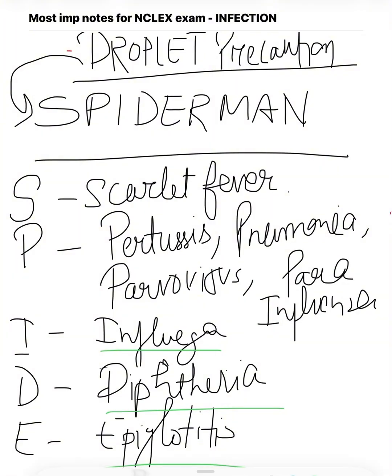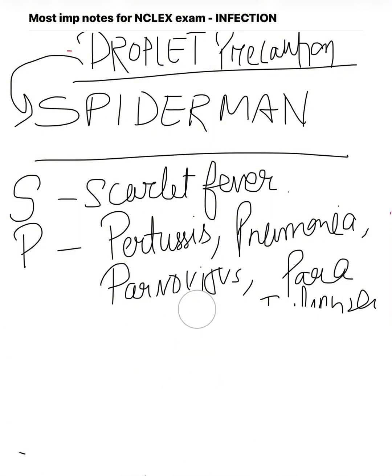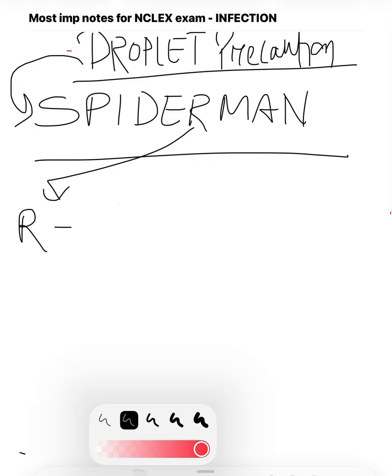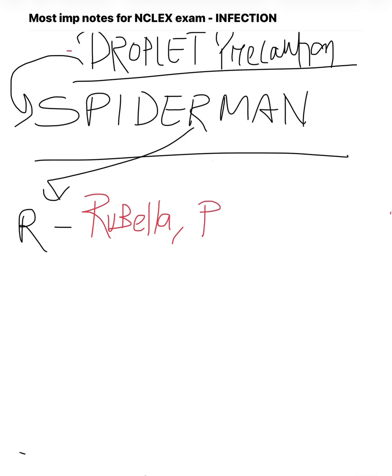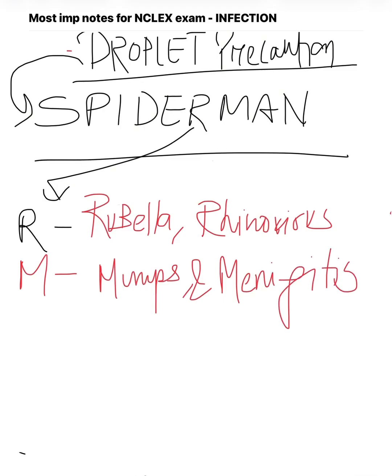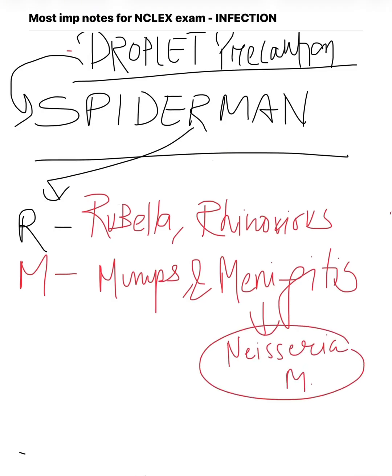Next, R stands for rubella and rhinovirus. M stands for mumps and meningitis also. Special: Neisseria, that is bacterial meningitis, Neisseria meningitis. Okay. Next, AN stands for adenovirus.